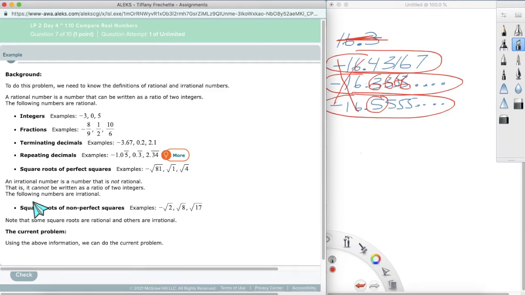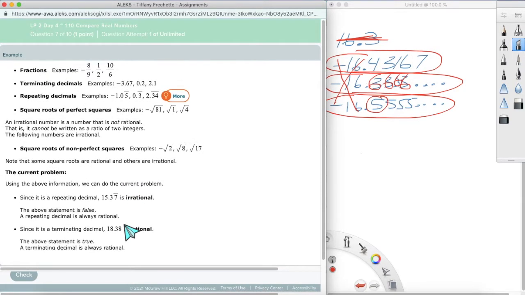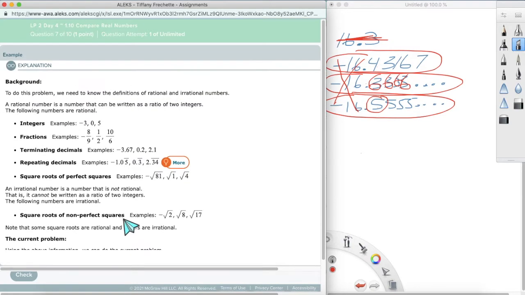So square roots of non-perfect squares, so the square root of 2, square root of 8, square root of 17, these are going to have really funky decimals that just keep on going, but don't repeat. So we just want to look at, does it fit within rational or irrational? Again, we're kind of just comparing that type of decimal again, if we think of it that way.